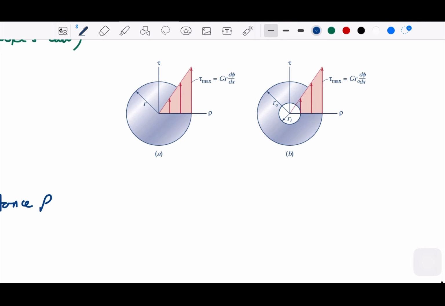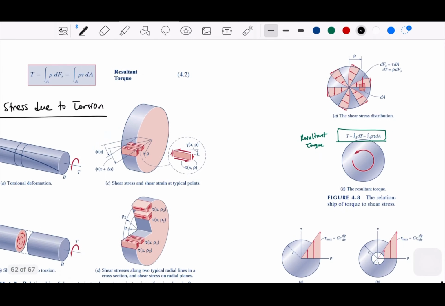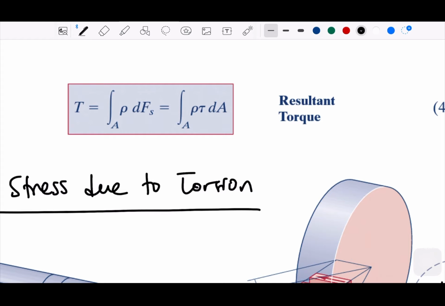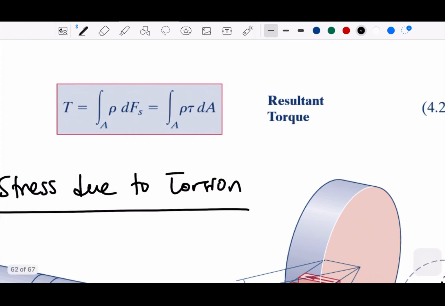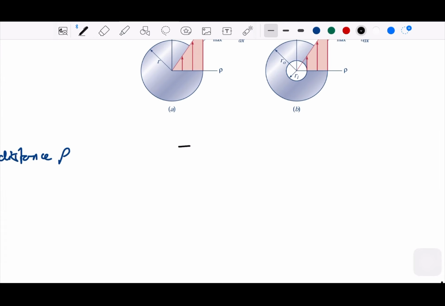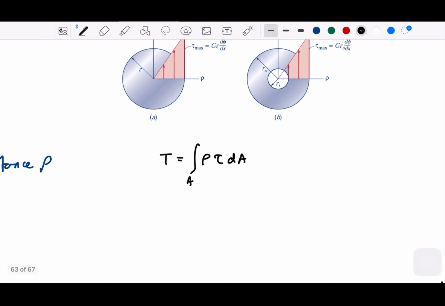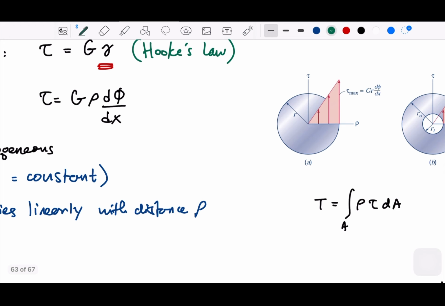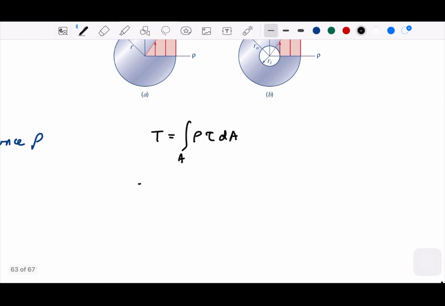Remember the torque. Let me see where it is here. Remember this is the torque, right? The torque equation. So the torque, let me write here, is equal to the integral of rho, tau, and dA. Now let's replace the shear stress with this. Replace with that.